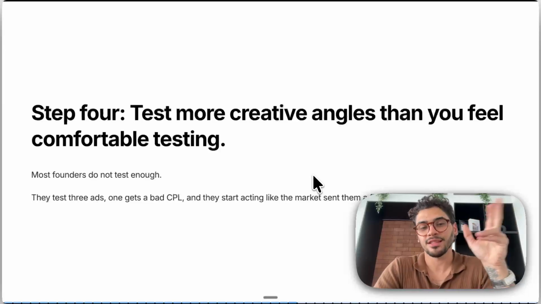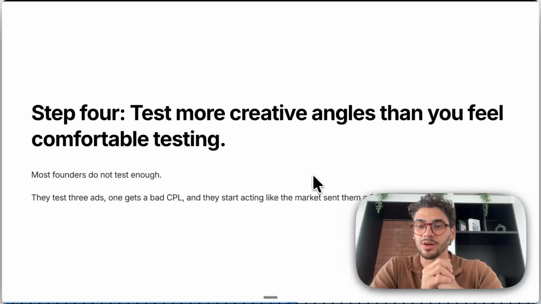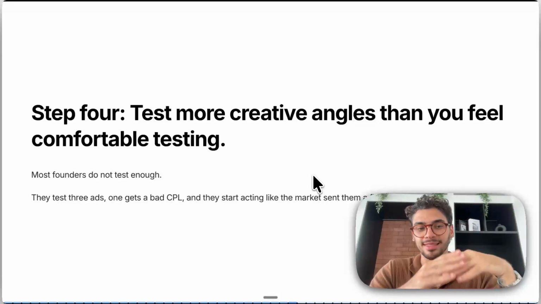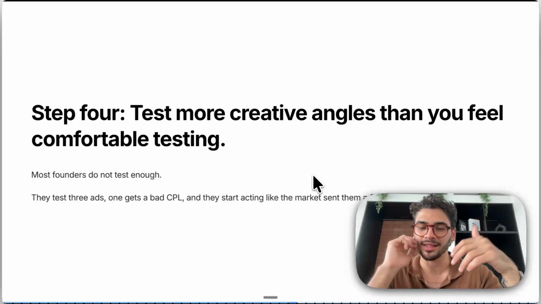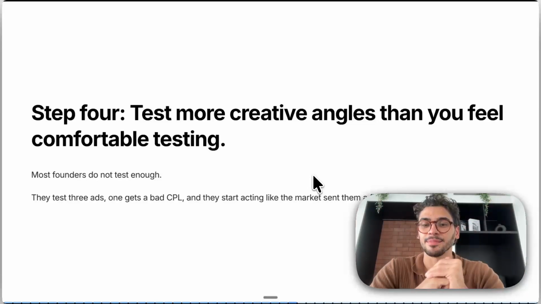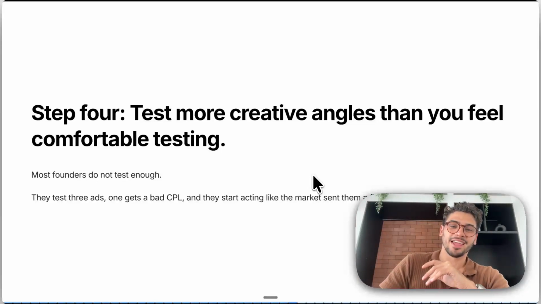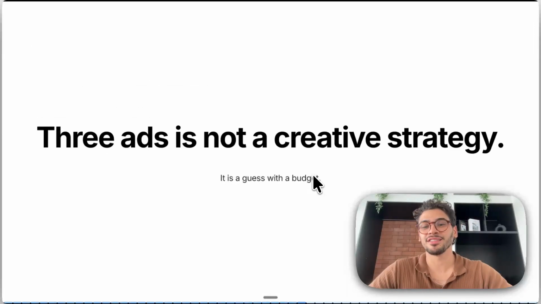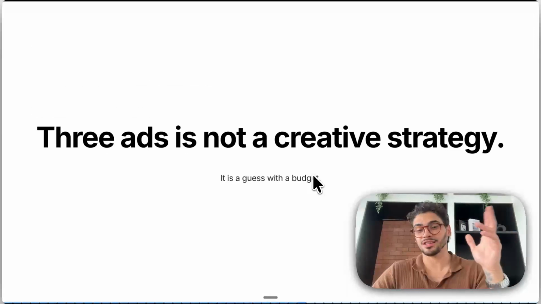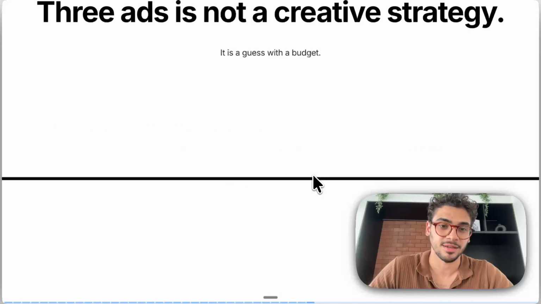Let's continue. Step 4, test more creative angles than you feel comfortable testing. Most founders do not test enough, and that's a problem. They test 3 ads, one gets a bad CPL, and they start acting like the market sent them a final answer from God, right? You need to test, bro. 3 ads is not a creative test. A strategy, it's a guess with a budget, okay?